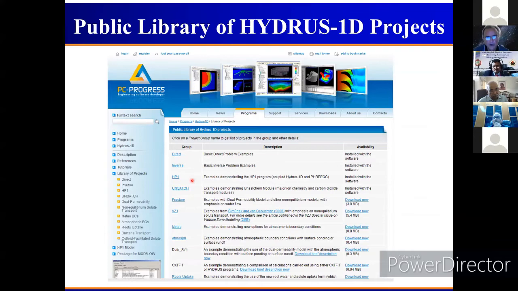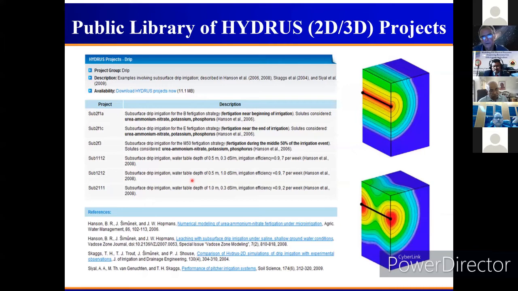And here I show simply the page where we show how HYDRUS can be used for drip irrigation as a line source or as a fully three-dimensional application. And I'm getting to the end, last three slides.